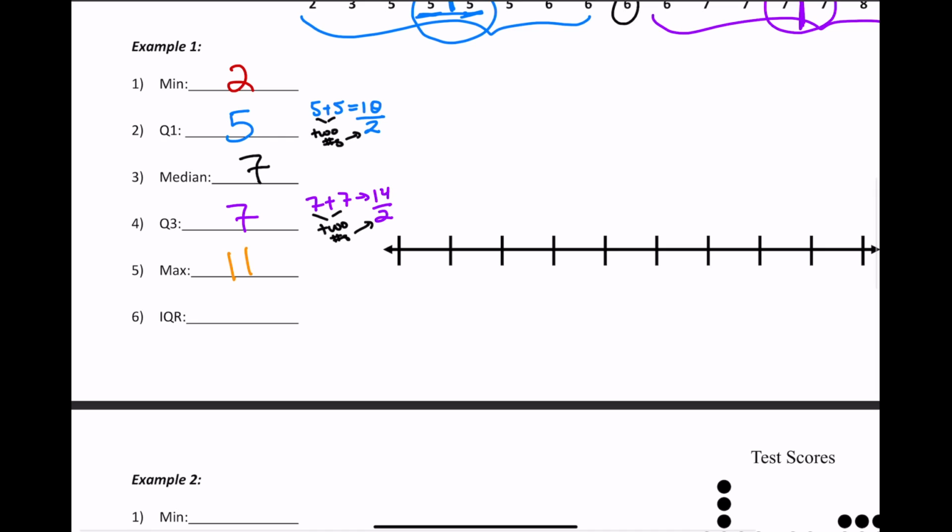Then for interquartile range, we take our Q3 minus our Q1. So our Q3 is 7 minus our Q1 is 5. That's an ugly 5, but it's a 2.